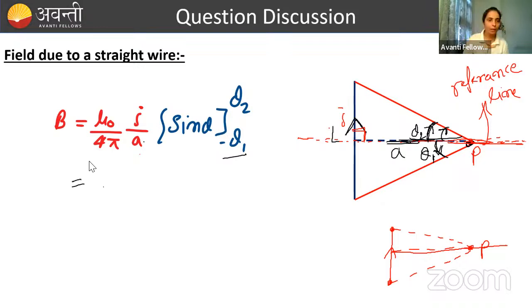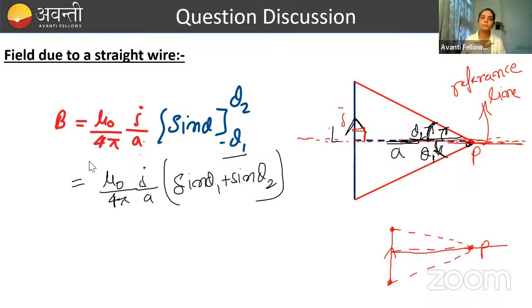Now if you are going to solve it, it will be μ₀/4π I by a. If you are going to put the limits simply, it will be sin theta1 plus sin theta2. So this is the formula, right? Now what will be the direction? This is the magnitude of the magnetic field because of this, right? What will be the direction? So if current is flowing in a straight wire, suppose in the upward direction, you have to calculate the direction of the magnetic field at a certain point.